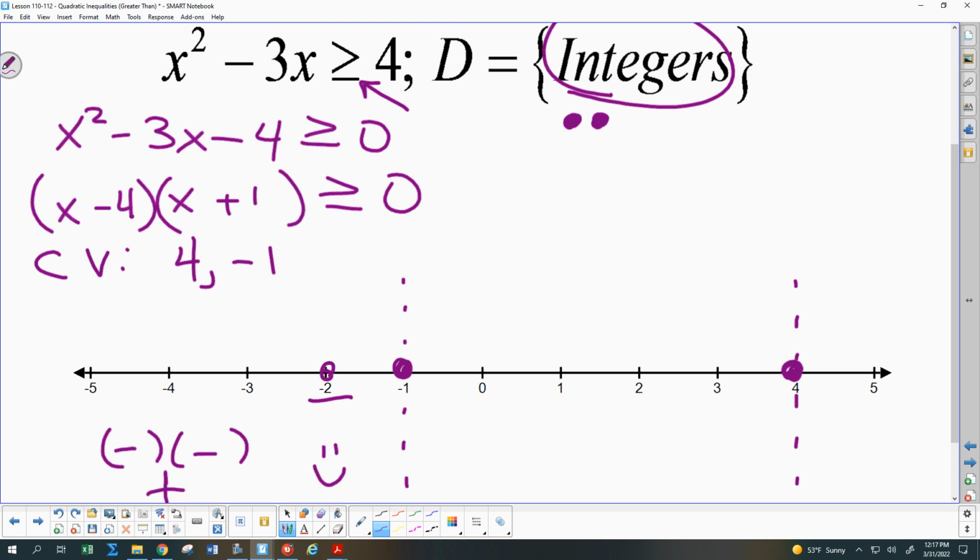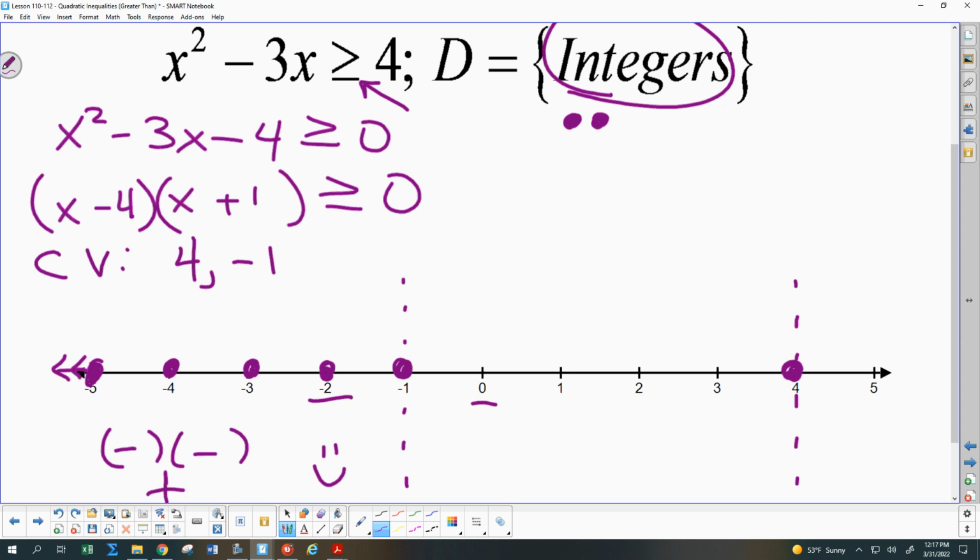So I will shade, but this time I'm just shading integers. Be sure you actually fill them in. Don't get in such a hurry that some of them look like that. They need to be filled in. And remember, you need that second arrow. The number line continues and the dots continue.